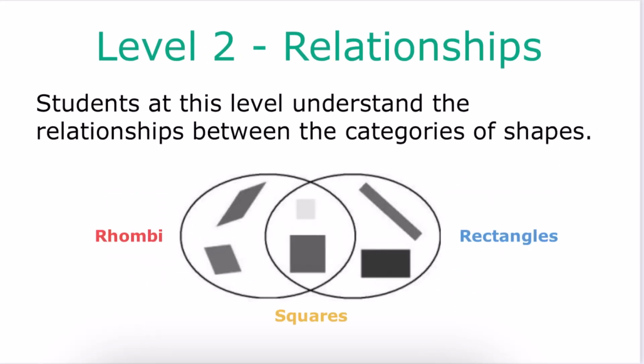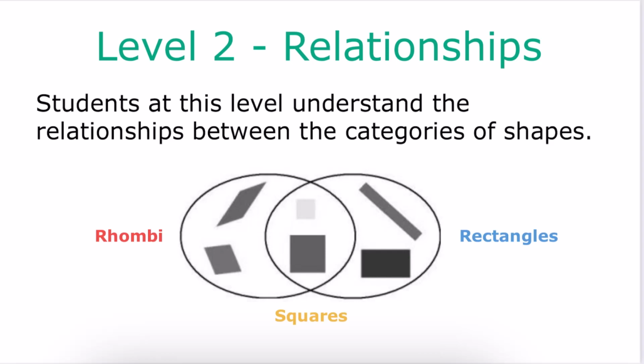And then level 2 often happens in the upper grades, like 4th and 5th grade and 6th grade, because students at this level will understand the relationships between different categories of shapes. So at level 1, they can take the different parts of the shape to define what the shape is. But at level 2, they'll be able to compare squares and rectangles and realize that all squares are also rectangles, because rectangles have 4 sides that are straight and all of the angles are right angles.